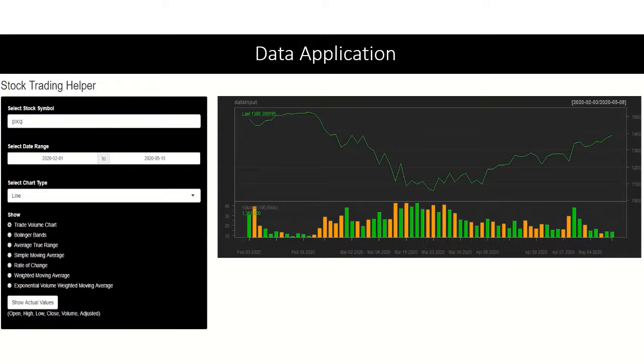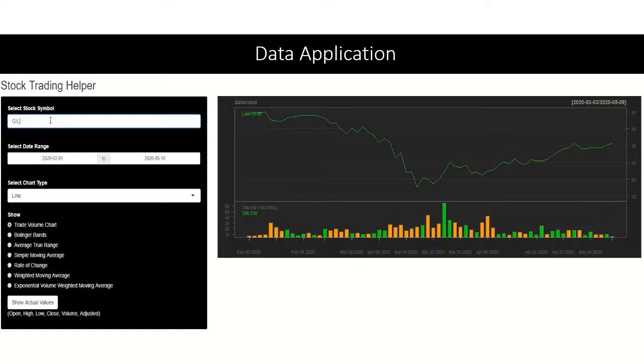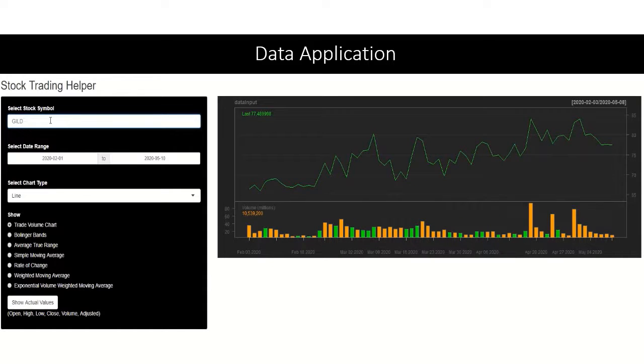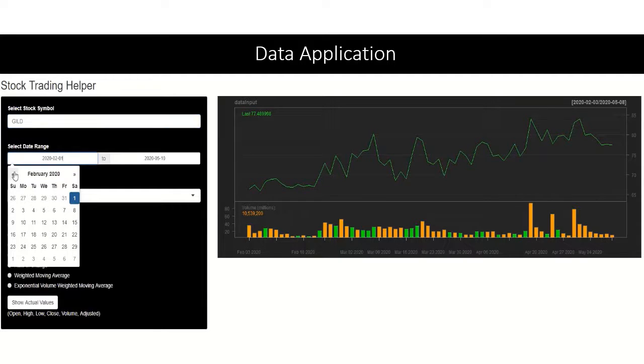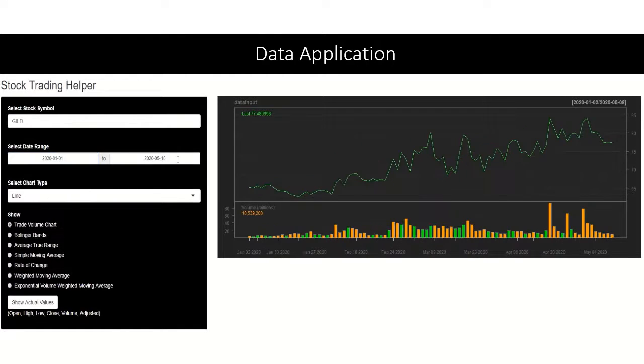Here is a stock trading helper app that I designed and developed using the Shiny app. For this demonstration, I'm going to pick the symbol of Gilead Sciences, which is GILD. So for those of you who are not aware, Gilead Sciences has become one of the controversial stocks recently because of the introduction of remdesivir, which is considered a cure for COVID-19. So I'm going to pick a range, starting from January 2020 till now.